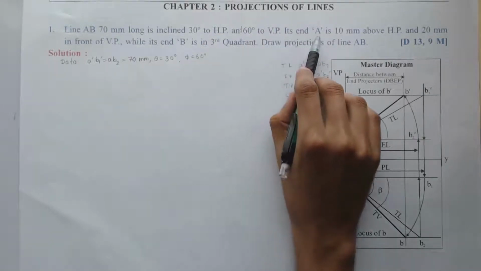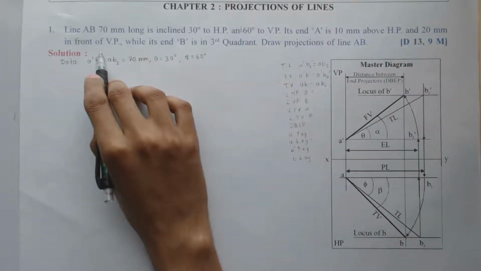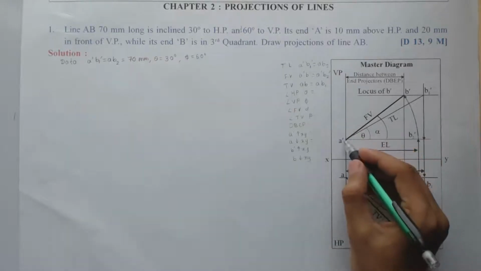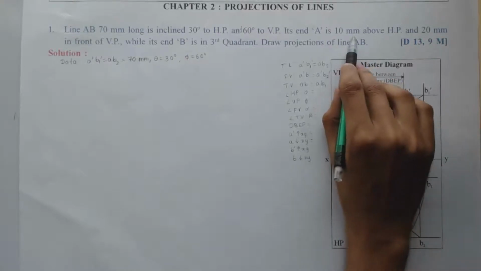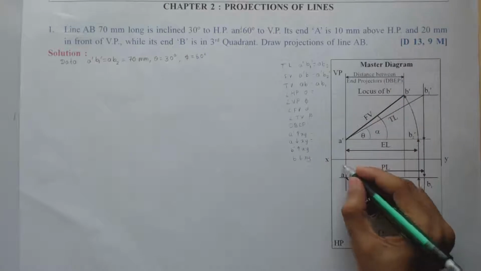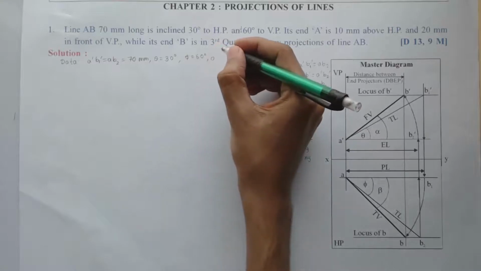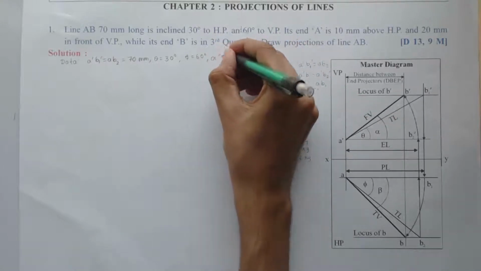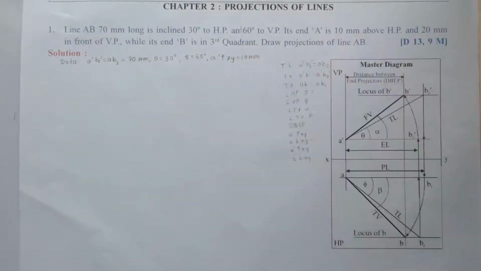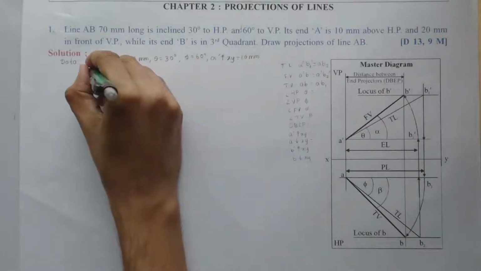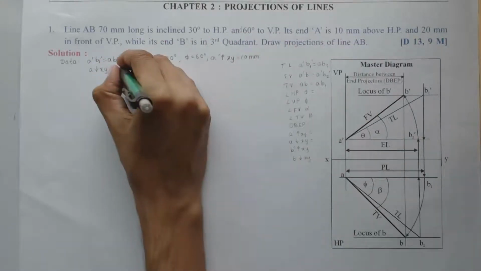Now reading further, its end A is 10 mm above the HP and 20 mm in front of the VP. That means the point A is in first quadrant. So as per the master diagram, A dash will be 10 mm above XY line because the point is 10 mm above the HP, and 20 mm below XY because 20 mm in front of the VP. So I can write A dash above XY and the distance is 10 mm. Similarly, the top view A is below XY because point is in first quadrant and the distance is 20 mm.